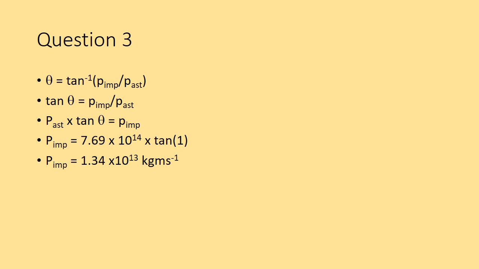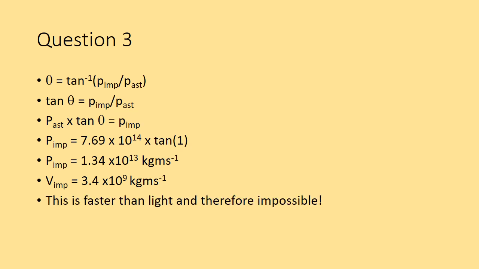So what's the velocity of that? Well, now we divide that by the mass of the impactor, which is still 4,000 kilograms, and we end up with 3.4 times 10 to the 9 meters per second. Apologies, that's a mistake there. So that should be meters per second. And what's wrong with this? Why can't we project an impactor vehicle of this speed? Well, quite simply, that is faster than the speed of light and therefore completely impossible.